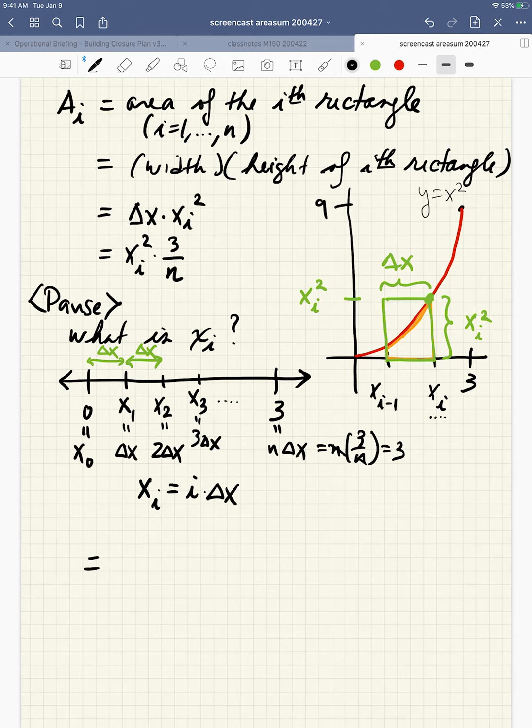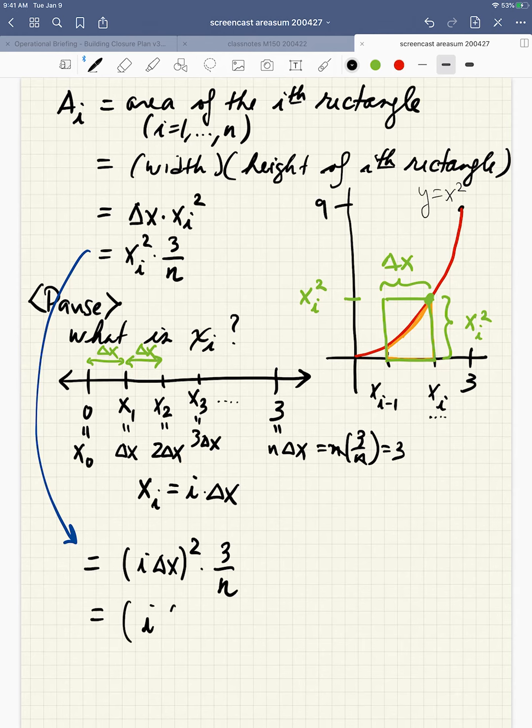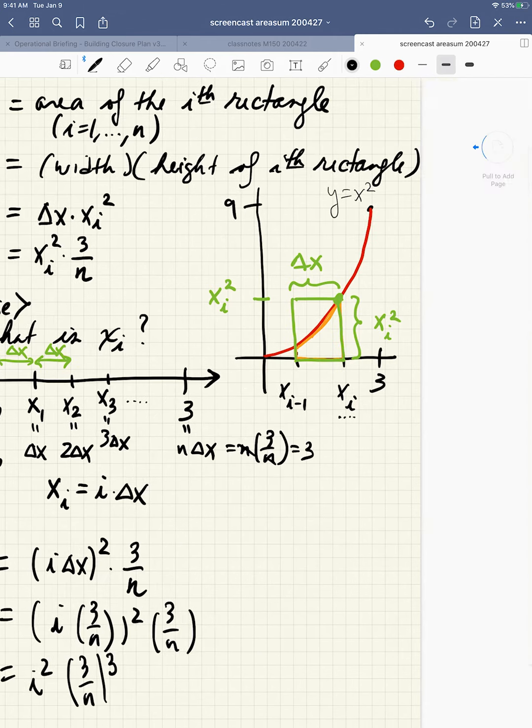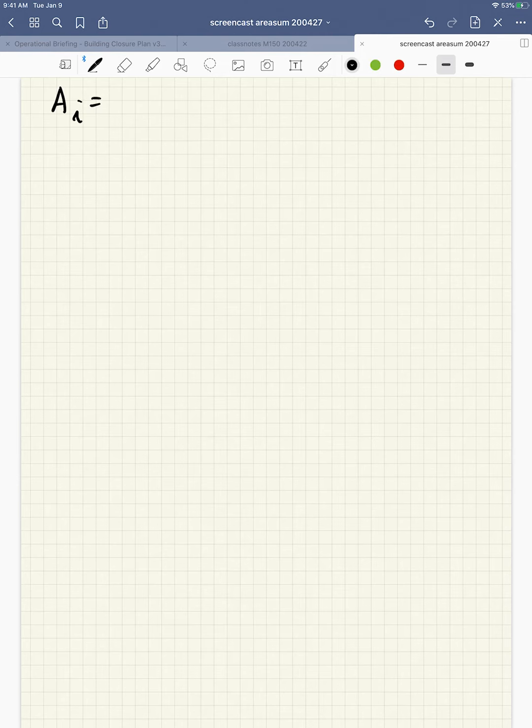So let's continue this formula down here. So xi squared, that's i delta x squared. And delta x is 3 over n. So that's i 3 over n squared, times 3 over n. So that's i squared 3 over n cubed. Okay, so that's the formula for Ai. Let's continue that here. We'll make a note. Ai is i squared times 3 over n cubed.